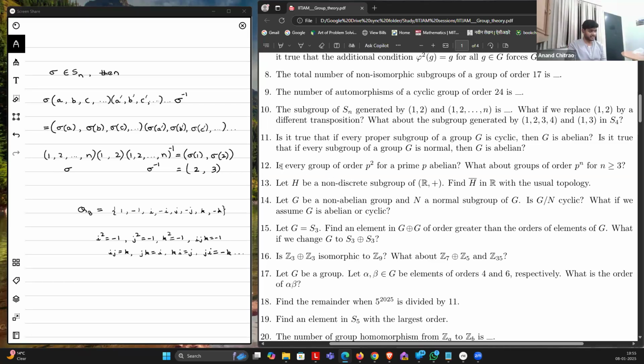Now, next question. Is every group of order p square for prime p abelian? Yes, sir. What's the reason?